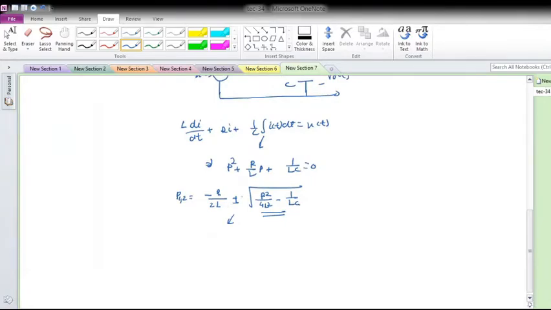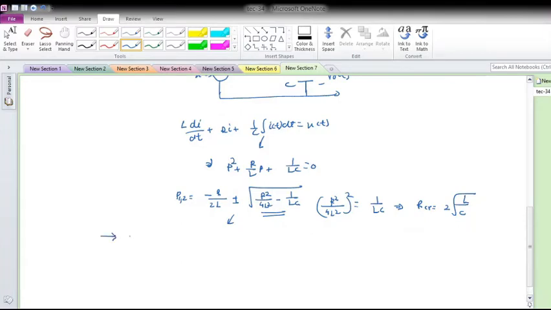So this critical resistance will define the behavior of the second order circuit. Let me calculate it: R square upon 4L square equals 1 over LC, and from that the critical resistance will be 2 into square root of L upon C. Fine. Now with this, let us define two more new terms.